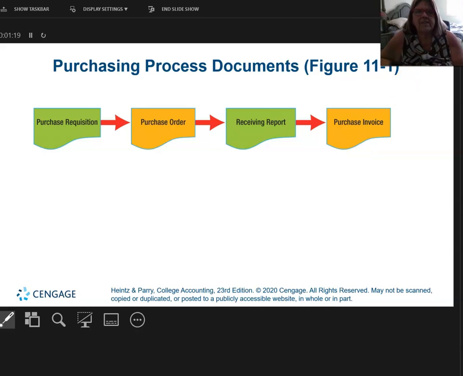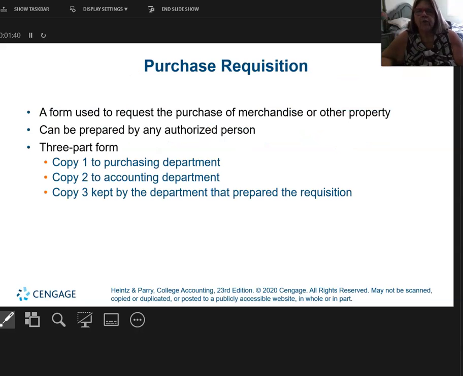Let me move myself over. So a purchase requisition is generated. Then it creates a purchase order, which is sent to the supplier. And then I get a receiving report that the product has been received, and they send me a copy of the invoice. So a purchase requisition is a three-part copy, and in reality, it could be different parts for different companies. Here's where each copy goes.